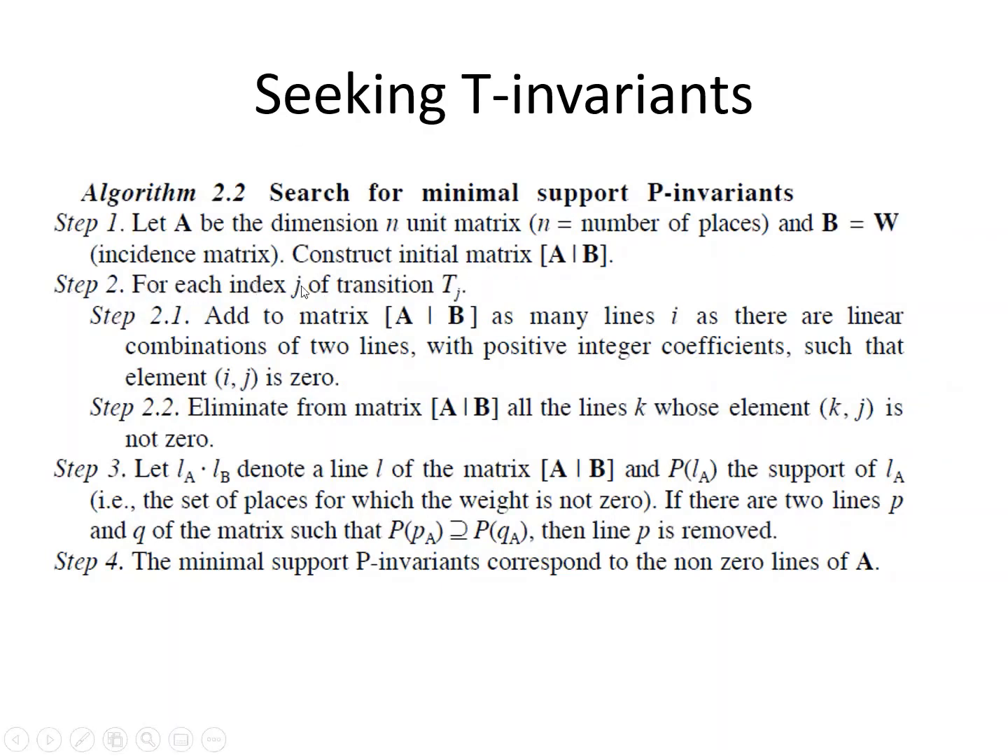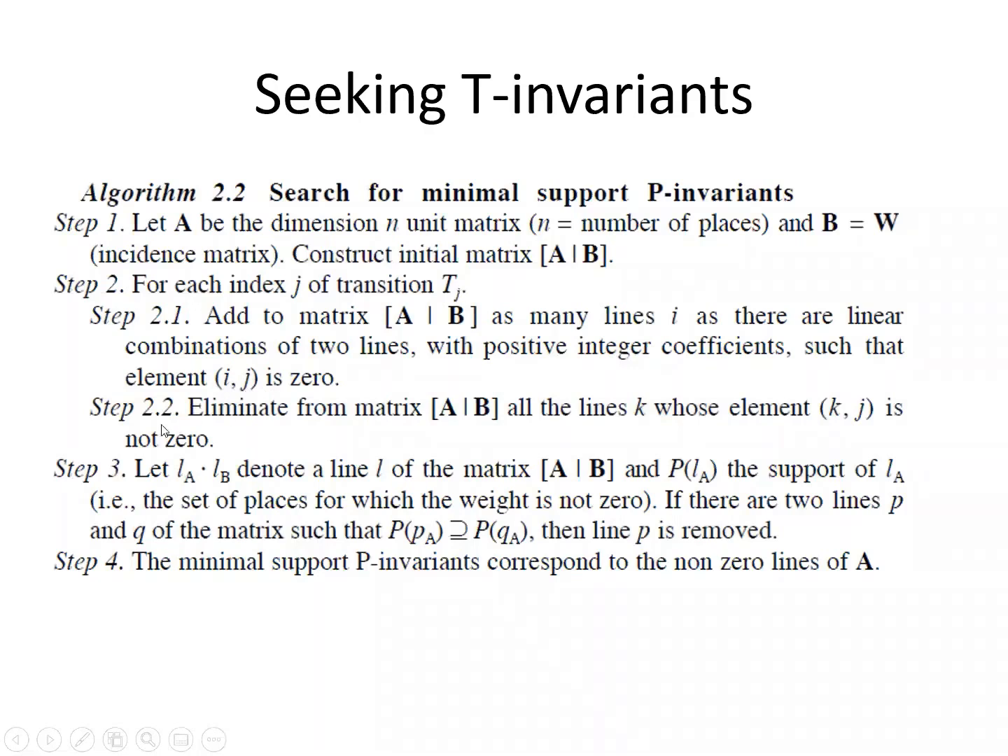For each index j of transition Tj, the first step is to add to matrix AB as many lines as there are linear combinations of two lines with positive integer coefficients. This is important. The new row that you are going to add to this AB matrix will have positive integer coefficients. We cannot add a row with negative coefficients, such that there is another condition, that the element in the jth column should be 0. You got the idea?